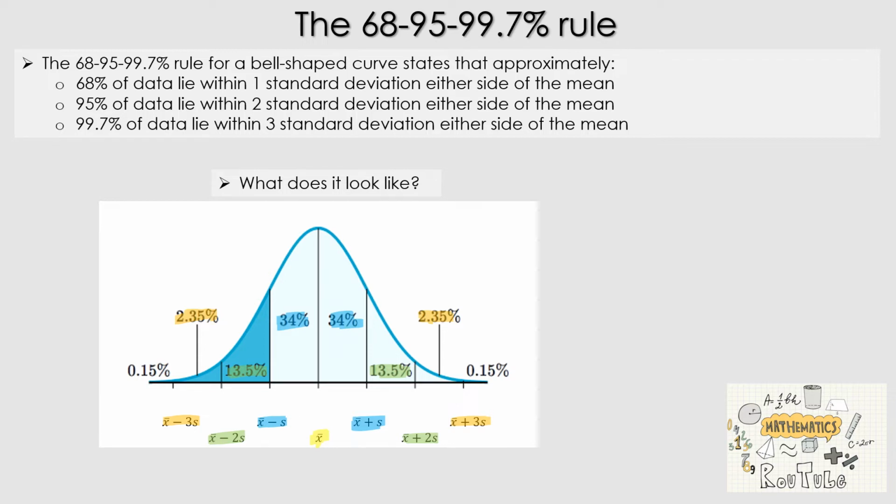So as you move up or down by standard deviation, you obviously cover more of your data. 68% of your data lies within 1 standard deviation, 95% lies within 2 standard deviations, and 99.7% of your data will lie within 3 standard deviations either side of your mean.